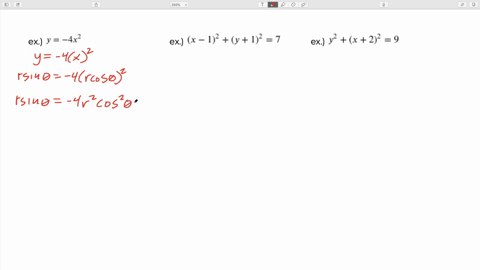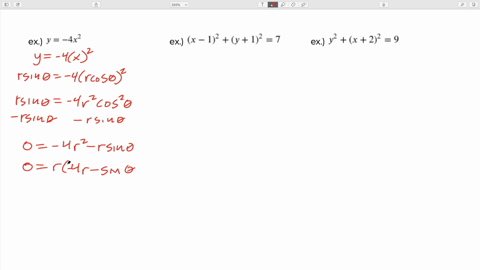Now, solving for r is not going to be as simple in this case, but you can simplify or factor out the r here. Factor out a minus r sine of theta. And when you do that, you get 0 equals negative 4r squared minus r sine of theta. Okay, now in this case, you could factor out the r. By factoring out the r, you're left with negative 4r minus sine of theta. Which, if you use the zero product property, r equals 0, and negative 4r minus sine of theta equals 0. This one doesn't really make too much sense, right?